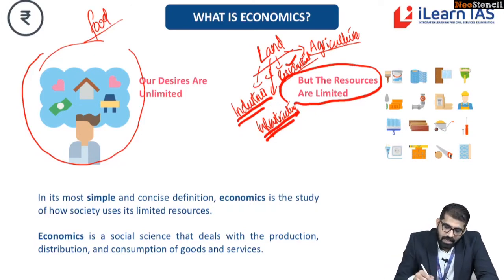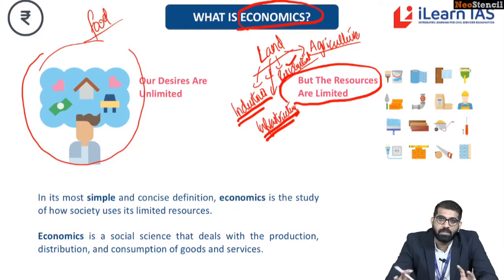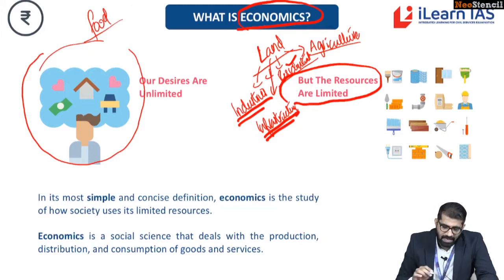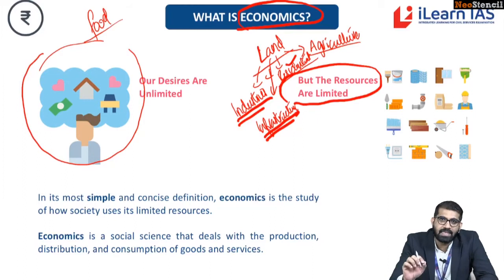So the subject, that is economics, came into being because of this mismatch between the desire of people and the limited resources. There is this kind of a conflict between our demand and the resources that we have. And that is the origin of the subject known as economics. So economics, in its most basic definition, is the study of how society uses its limited resources.